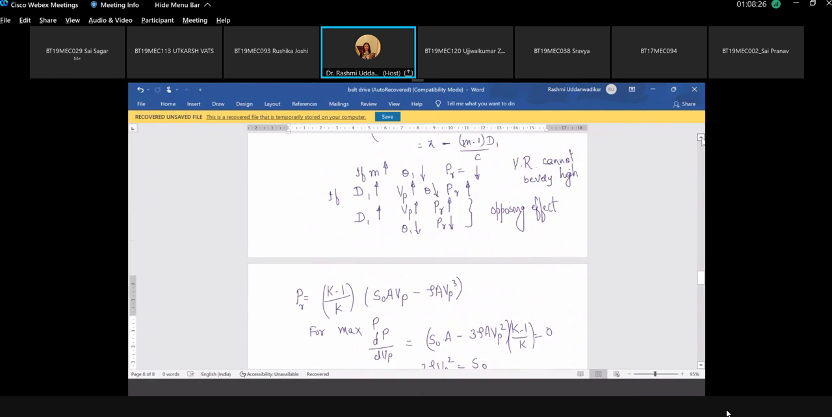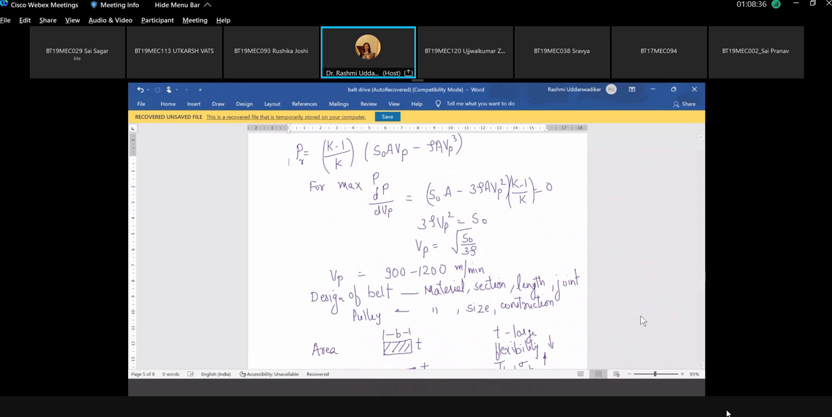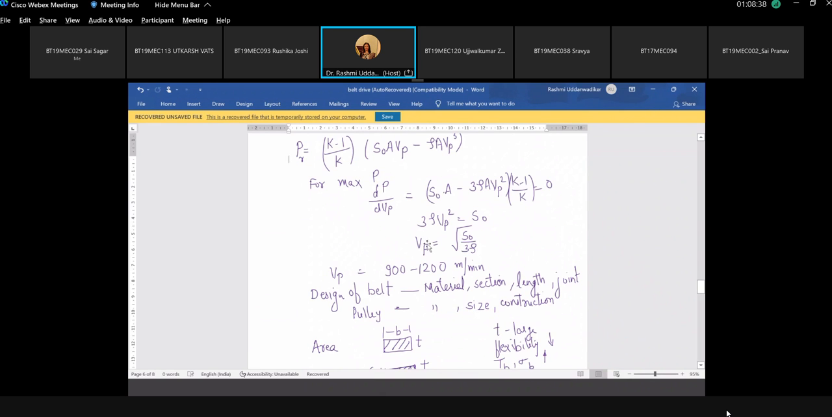So these are some of the basic terminologies of how the diameter changes or the change in the angle of contact affects the power transmission capacity. And we have also seen for the maximum power to be transferred, the peripheral velocity should be given by under root of S naught by 3 rho.